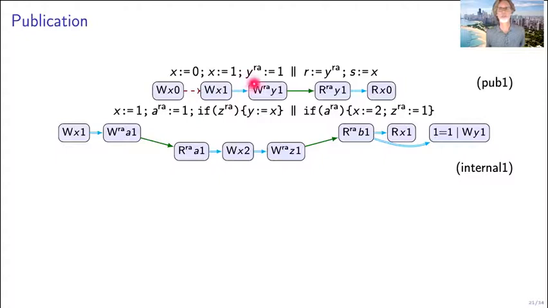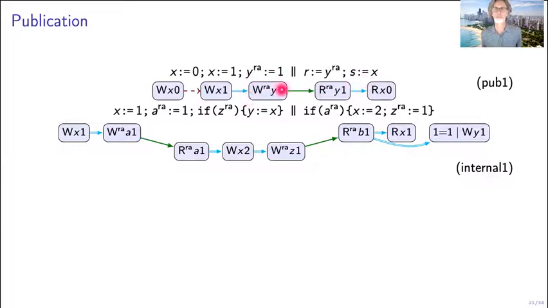So let me just walk through the simplest example. Here I'll write x is 0, then write x is 1. And then I will write into a variable y using release-acquire semantics. So this is a releasing write. In the other thread, I'll do an acquiring read. So here I've got order across. And after that acquiring read, I'll then read x.